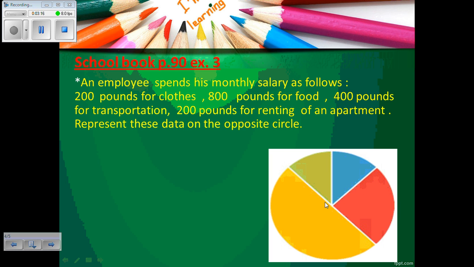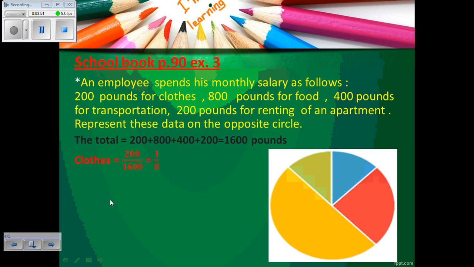This is the circle. First, we need to calculate the total salary. How can I calculate the total salary? Yeah, 200 plus 800 plus 400 plus 200. Then the sum will be £1,600. This is the total salary. Then I need to know the fraction which represents each part of the salary. How can we calculate it?